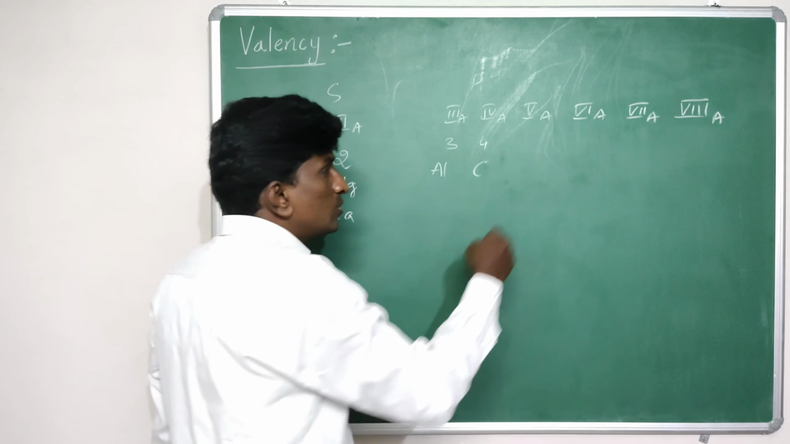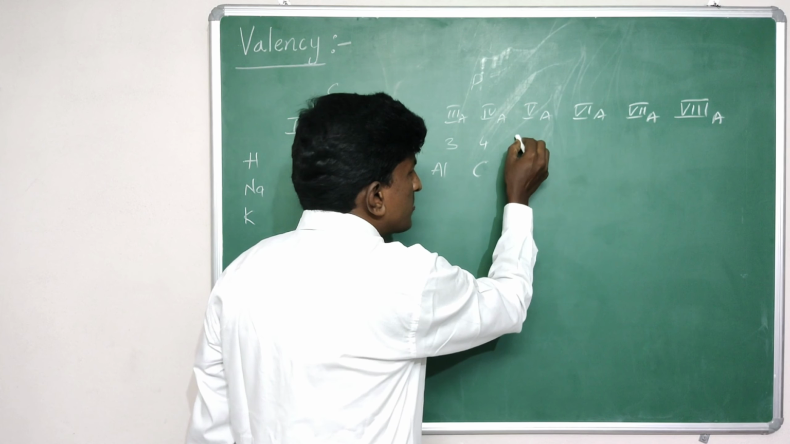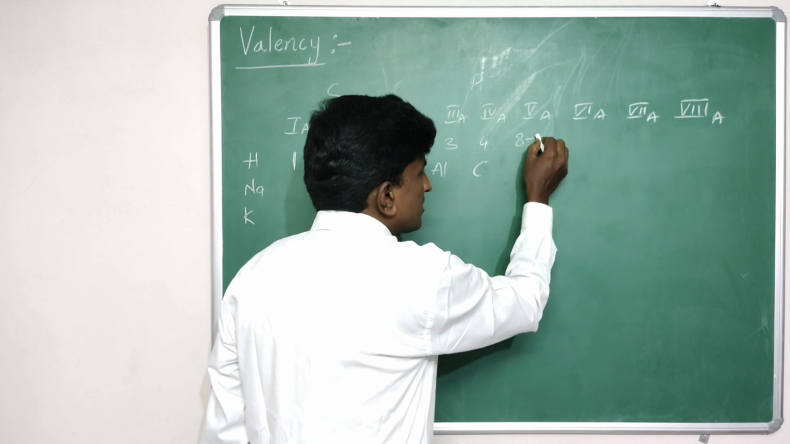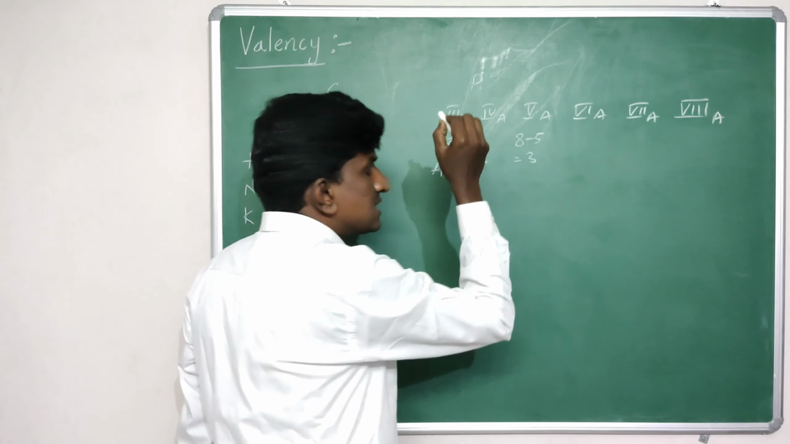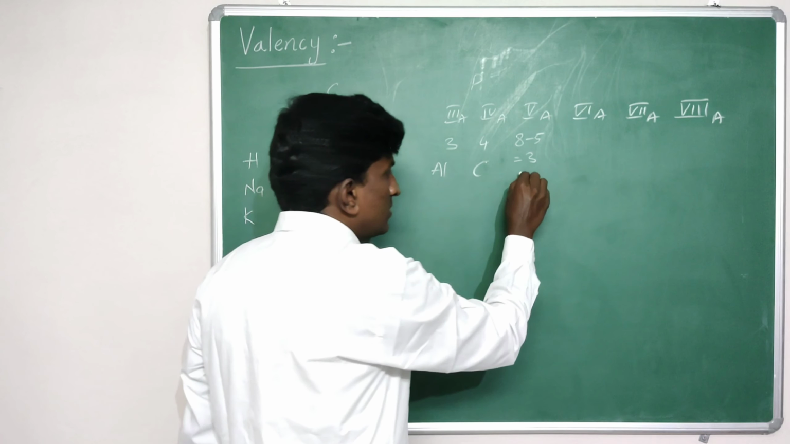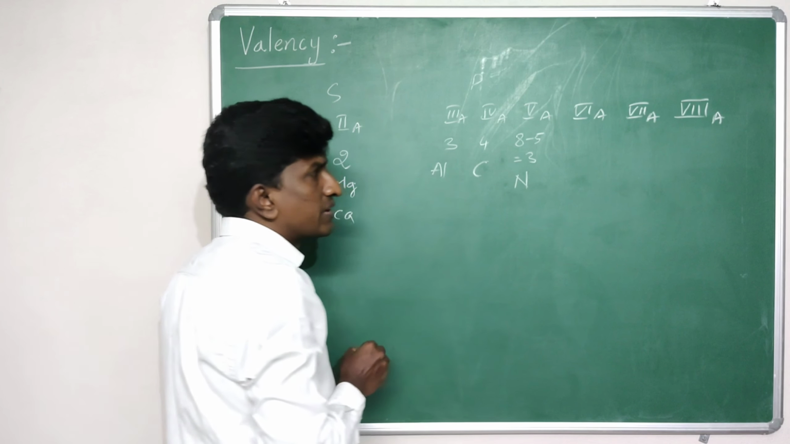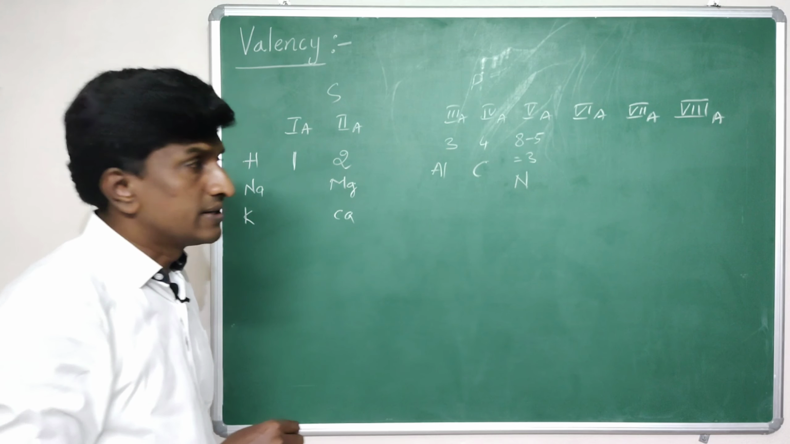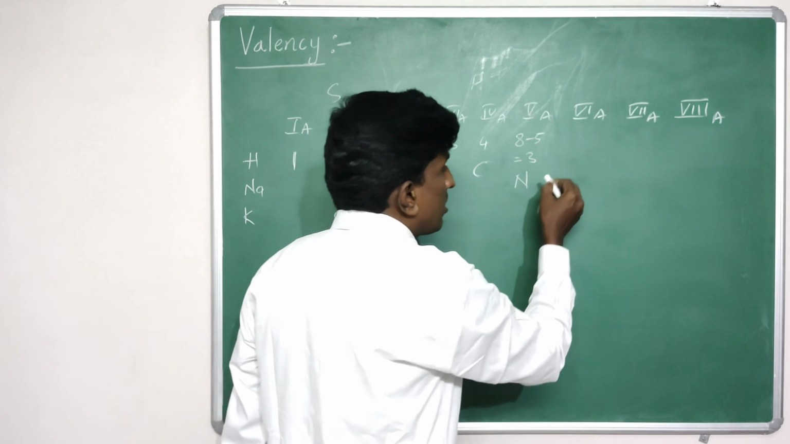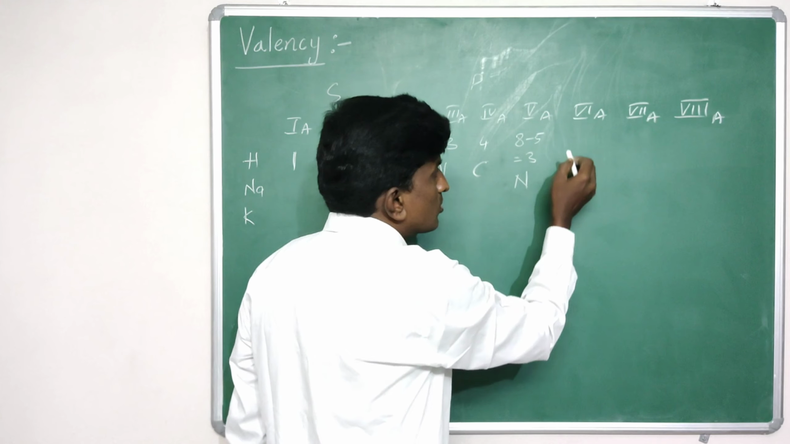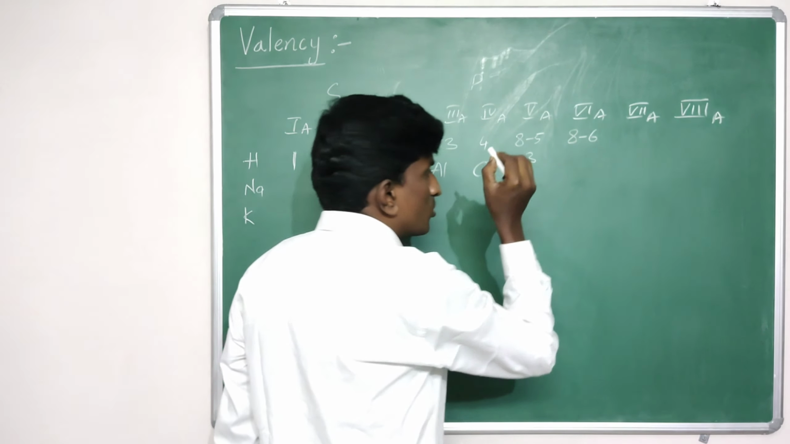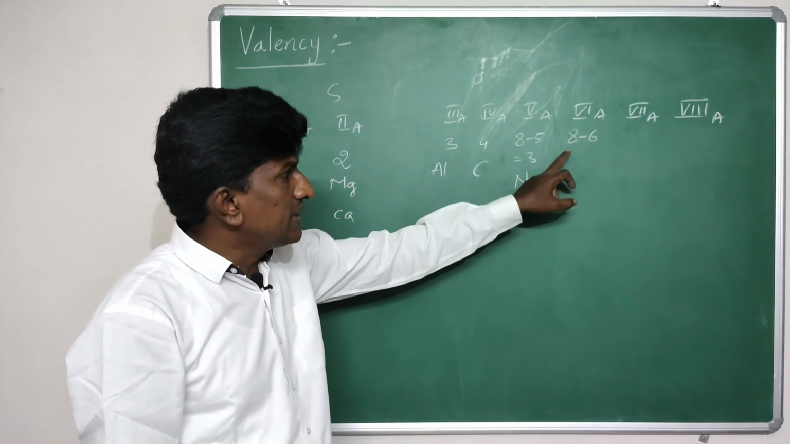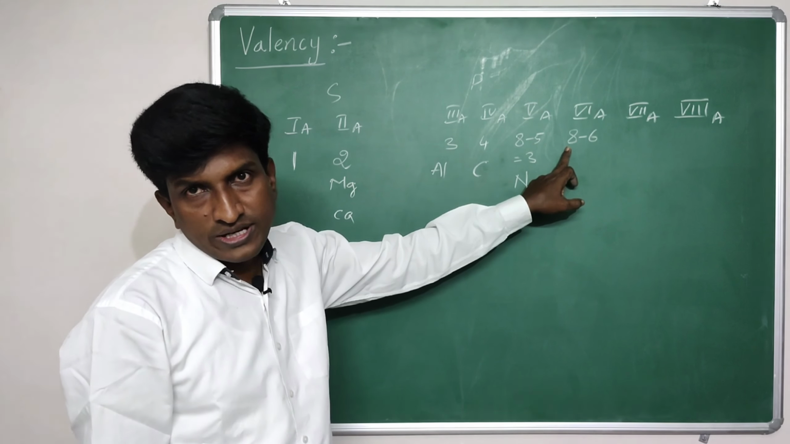From 5th to 8th, the group number is subtracted from 8. So their valency is 3. For example, nitrogen. Valency of nitrogen is 3. And the valency of oxygen or 6th group elements is obtained by subtracting the group number from 8. Here 8 represents octet configuration.